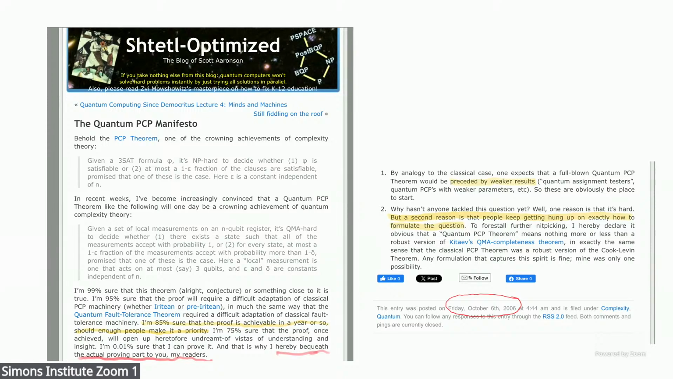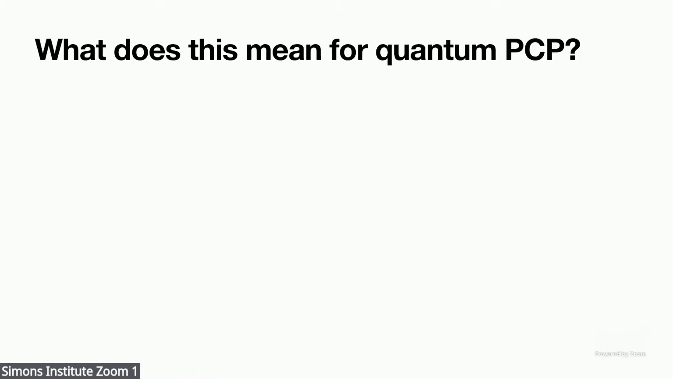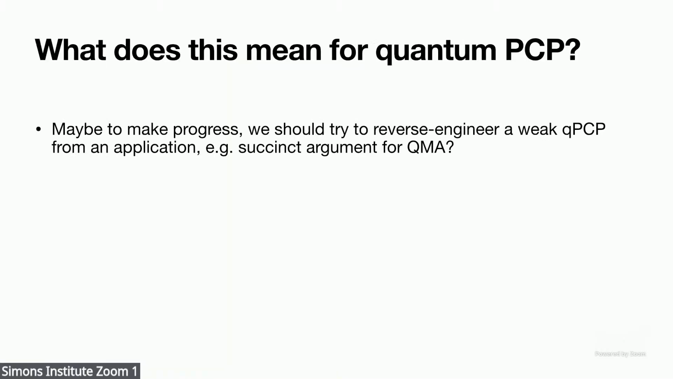So, motivated by this, you might think maybe we should go back to thinking about weaker versions of quantum PCP. And maybe one strategy for coming up with a good formulation is to look for an application of a quantum PCP and then try to weaken the application and maybe reverse engineer a weakened quantum PCP from that. One application might be succinct arguments for QMA.